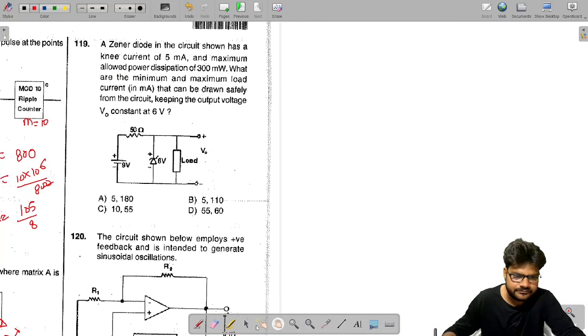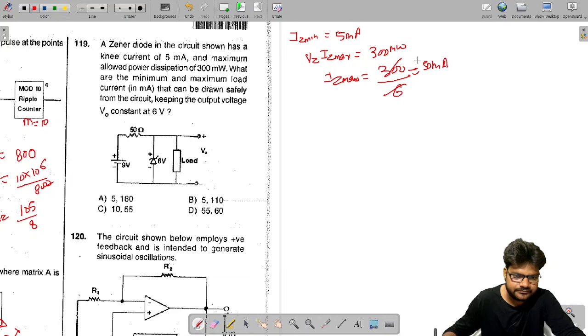Question number 119. A Zener diode in the circuit shown has a knee current of 5 milliampere. Knee current means the Zener diode's minimum current. So Iz minimum is given as 5 milliampere. And the maximum allowed power dissipation is Vz into Iz maximum equals 300 milliwatt, and Vz is given as 6. So Iz maximum we can find from this: 300 by 6, so this is 50 milliampere, right?